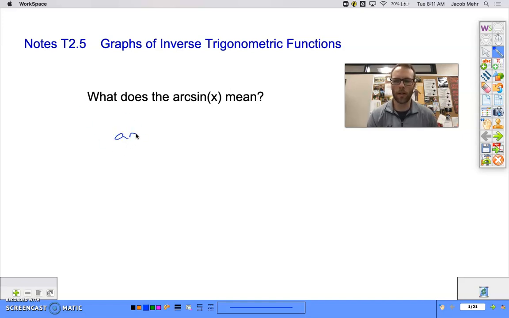Remember, we can write it as the arc sine of x, or there's another way to write it. You can write it like this, which we read as the inverse sine of x. It's not a negative first power, it's just a notation saying that we're taking the inverse of our sine function. So what does that mean again?